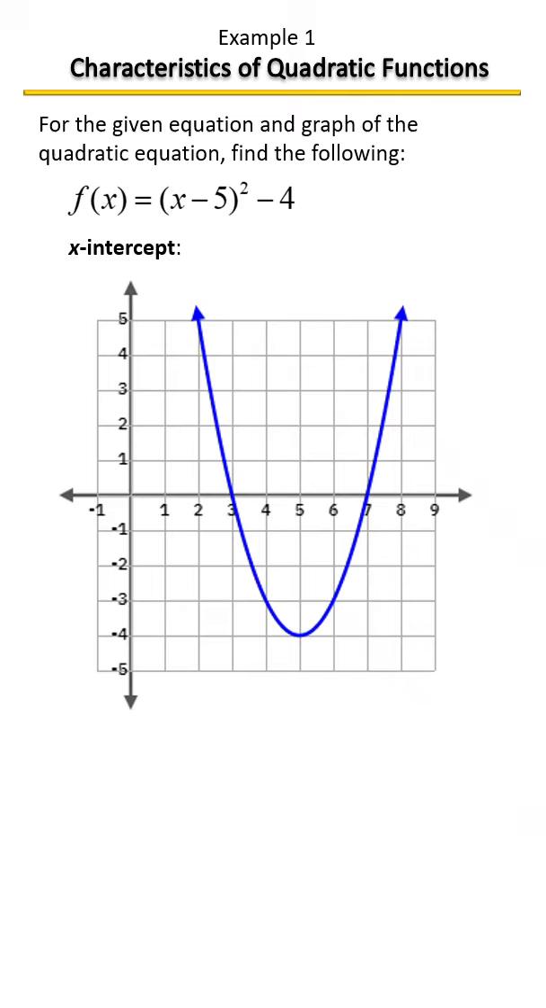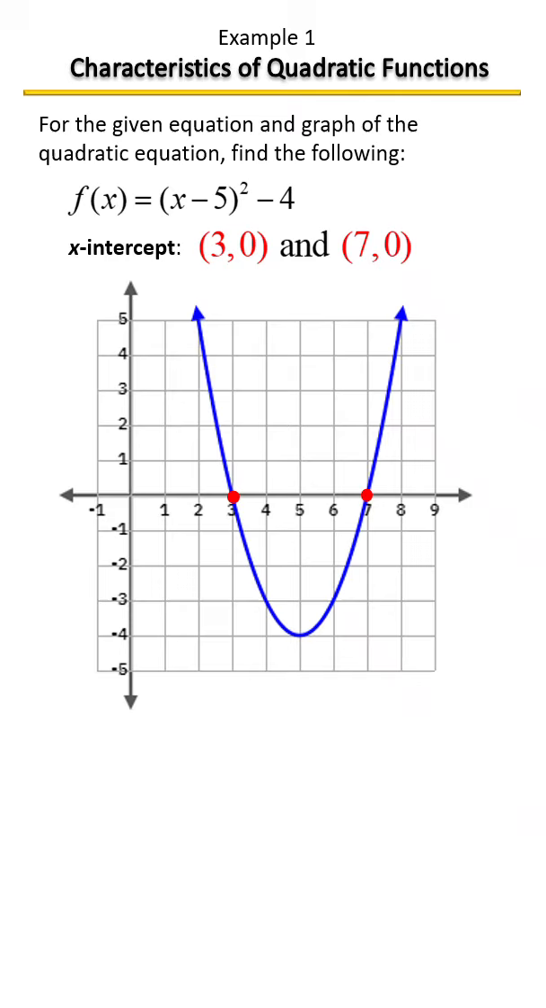Now let's find the x-intercept. Recall the x-intercept is the point on your graph where it touches or crosses the x-axis. You can see from this graph that there are 2 points that touch the x-axis at 3 and 7. Those are our x-intercepts.